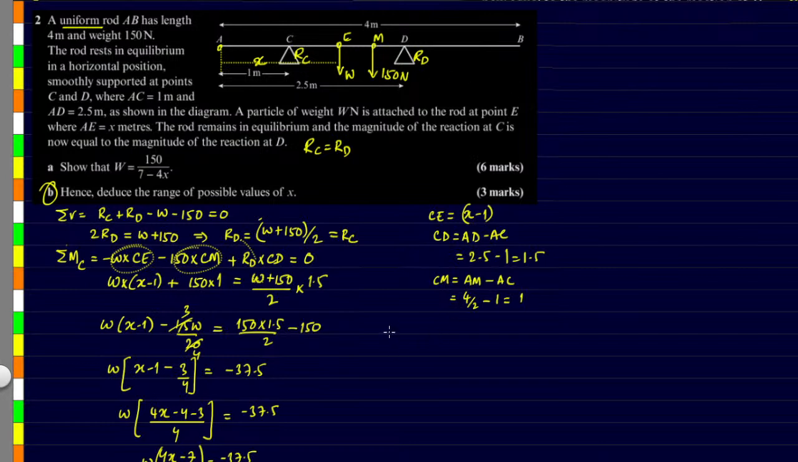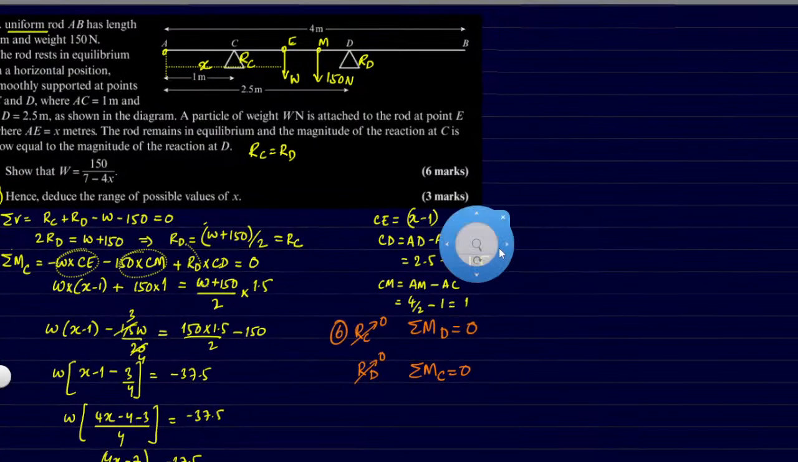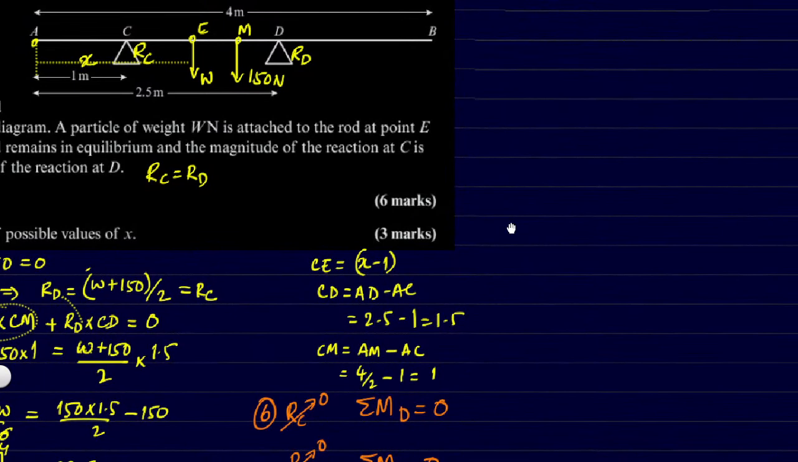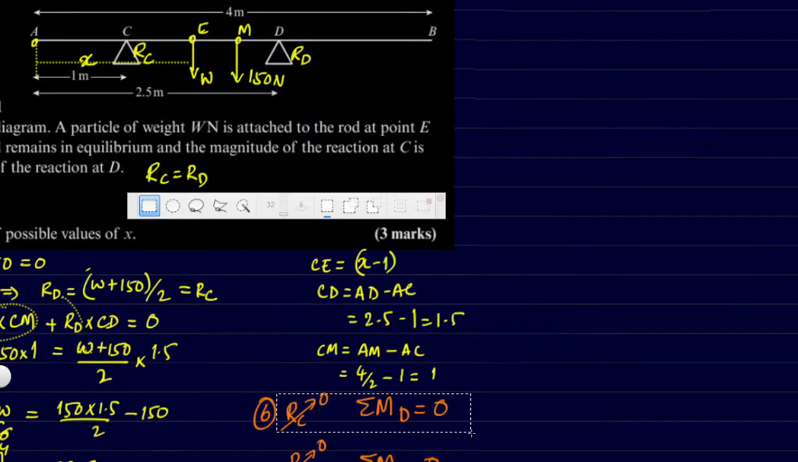So how to do this? For part B, first assume RC equals 0 and sigma M about point D is 0. In the next step we assume RD equal to 0 and sigma M about point C is equal to 0. If we solve both these conditions correctly, we will get both the values of x. So let's take them one by one. Let's take this one first.